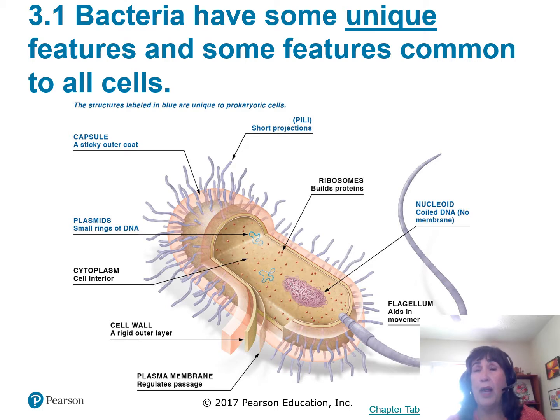There are also short hairs that can be found outside, which are called pili. And then there are long thread-like projections, which are called flagellum. And if there are many of them, then it's flagella.